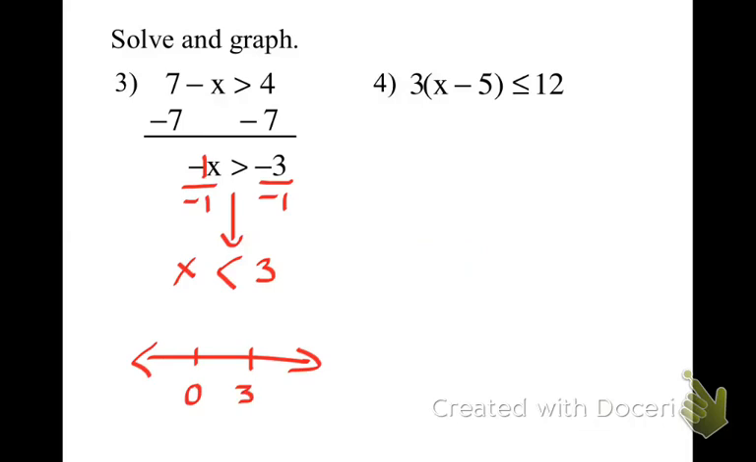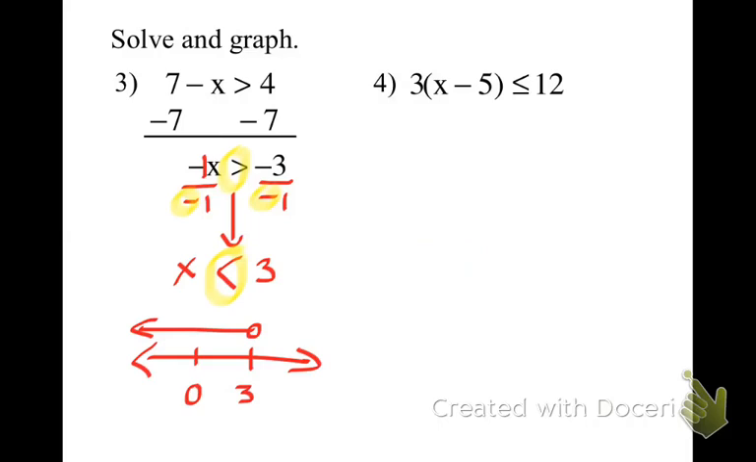So one more time, remember when I divide or multiply by a negative on both sides, we have to switch the directionality of the inequality. And then we graph, we say x is less than, so we're going in this direction. All right, pause it and try number 4. Now, when we do number 4, the first step we have to do is, well, you could actually do this in a couple different ways.